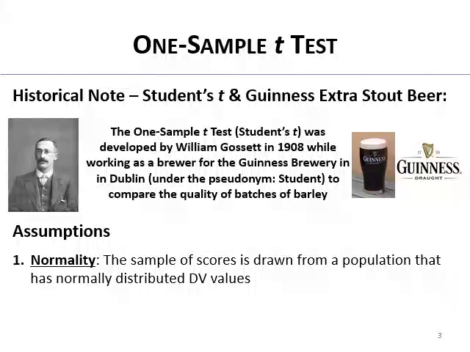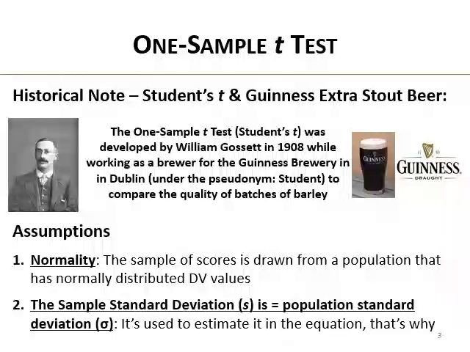That is, the sample of scores is drawn from a population that has normally distributed DV values. So how do we test that, or how do we really look at that? Are the scores normally distributed? So we look at the skewness coefficient. The second one is that the sample standard deviation, that is based on your little sample, is a good approximation of the population standard deviation. It's used to estimate it in the equation, so that's why. It's just sort of an assumption that should be true for this to work.